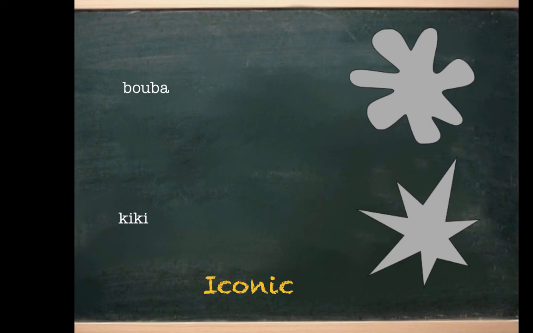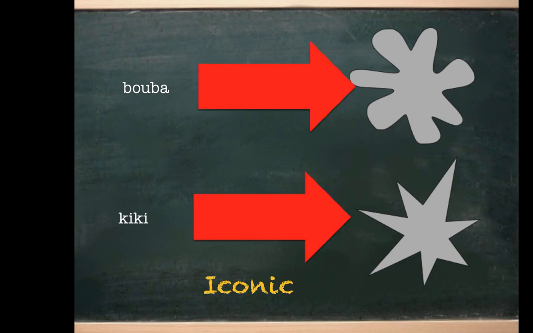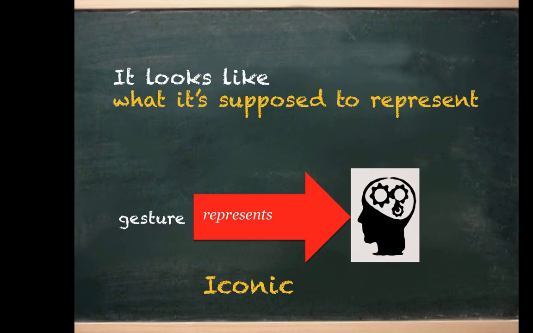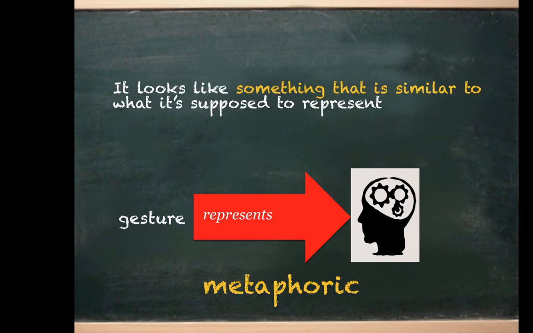Another example of this was in your first quiz. When given a choice to name these two objects with these two words, they will use Booba for this and Kiki for this. Definitely not arbitrary. Kiki sounds sharp and Booba sounds round. So just like some words sound like what they mean, some gestures look like what they are supposed to mean. They are iconic.